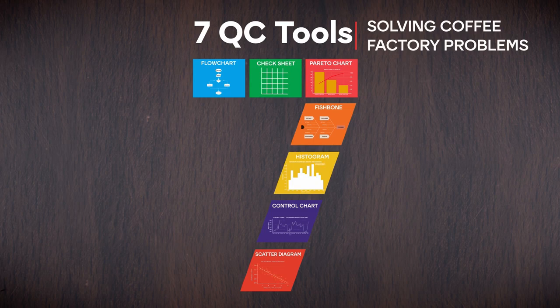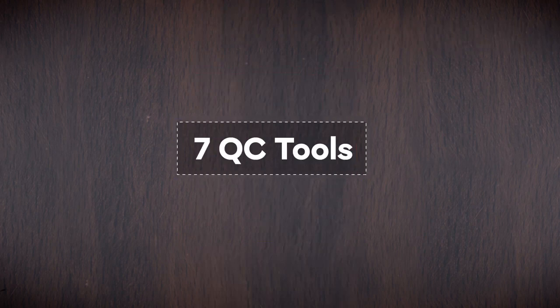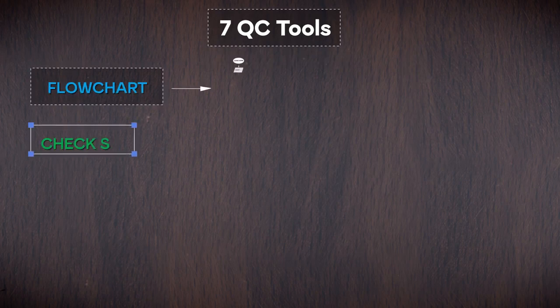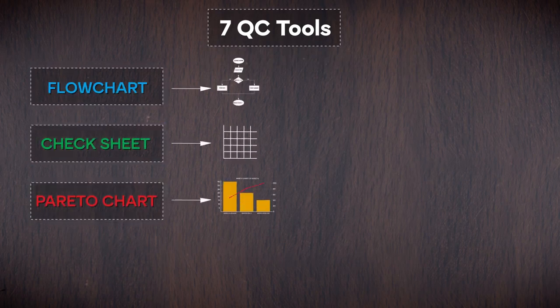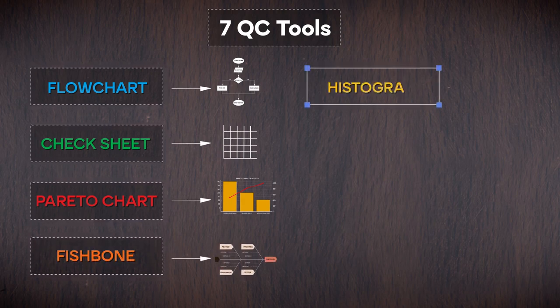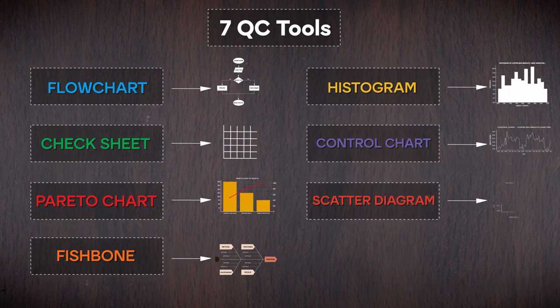defects into delight. I think of the 7QC tools as a doctor's diagnostic kit. They don't fix problems by themselves, but they help me analyze and diagnose what's really going wrong. You probably have already used one or two of them before solving normal work problems. These tools are the flowcharts, the check sheets, the Pareto charts, the cause and effect diagram, also called a fishbone, the histogram, the control chart, and finally, the scatter diagram.